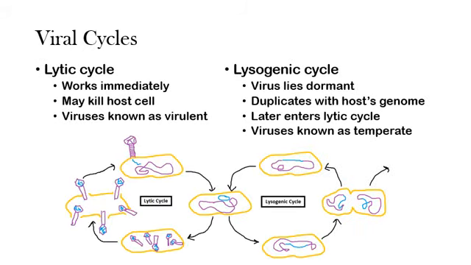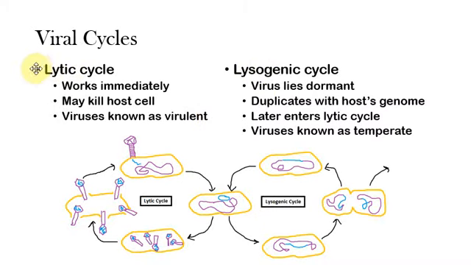Next, we're going to talk about the different life cycles that viruses go through. Although, I guess a life cycle is a general term, since it's not actually alive. But viral cycles, I guess. There are two main cycles that viruses can go through. There's the lytic cycle and the lysogenic cycle. The way I usually remember this is that the word lysogenic is longer than the word lytic, and the lysogenic cycle is longer than the lytic cycle.